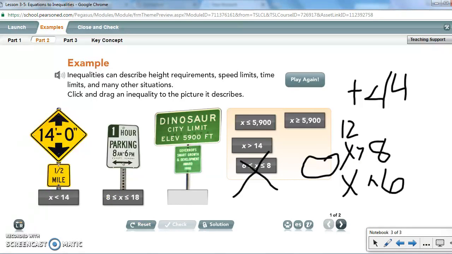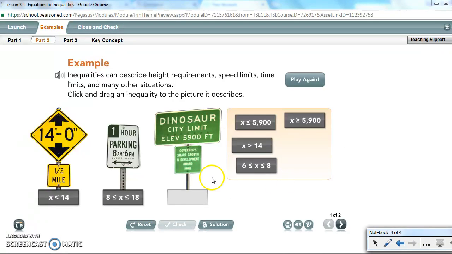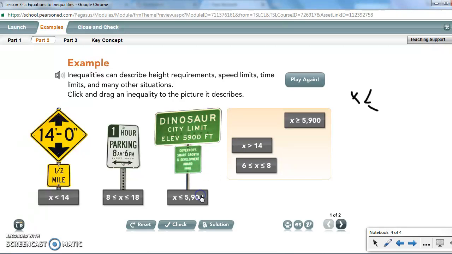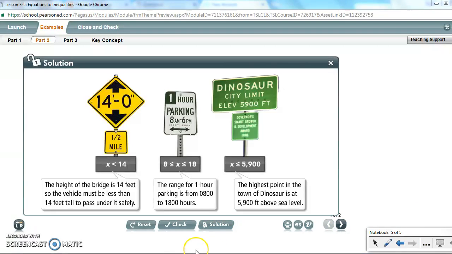Okay, what about this next one? It says Dinosaur City limit. Elevation is 5,900 feet. Okay, so that means that your elevation x has to be less than or equal to 5,900 feet because it's not taller than that, it's less than that. Go ahead and copy those down.